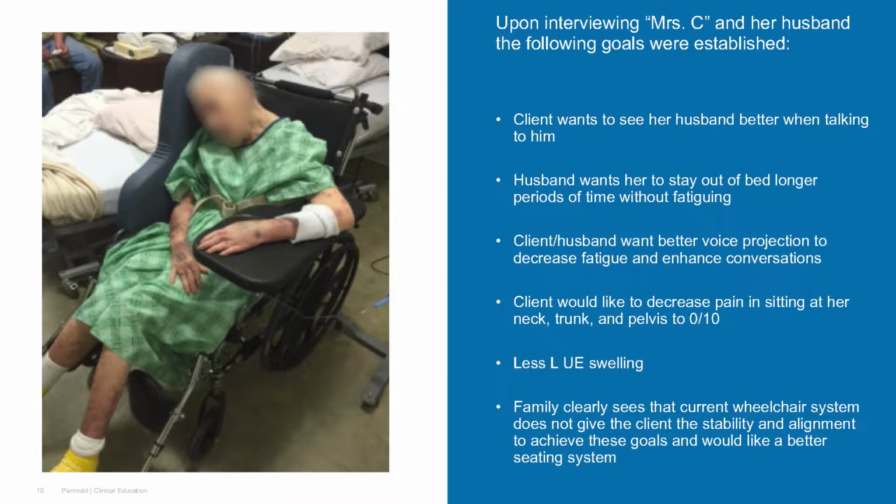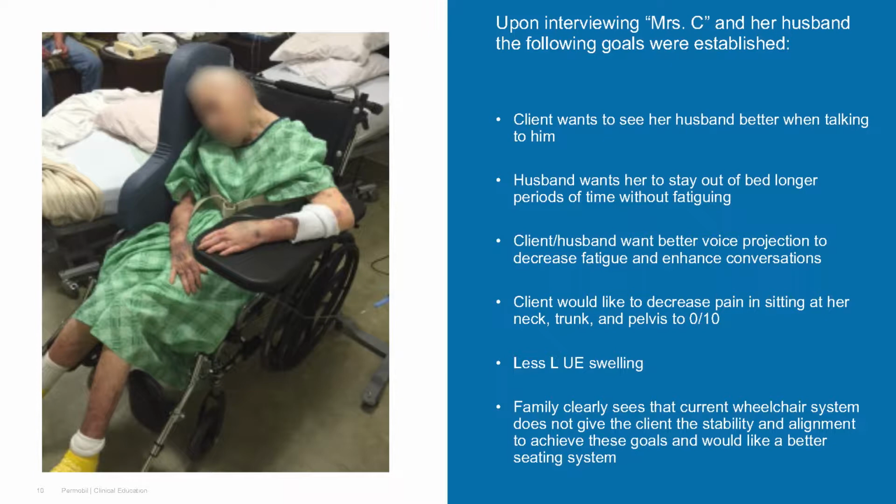And the first step, like I said, in that interview process is asking the right questions. I asked both Mrs. C and her husband, and through that interview process, I found the following goals. The first one is that Mrs. C wanted to see her husband better when she was talking to him. If you look at her head in this picture, she's in excessive forward flexion with a little bit of rotation, and she was unable to even raise her head up against gravity to talk to him. She reported to me that she missed looking at him and she missed that intimate eye-to-eye contact. And I can tell you, I'm a little softy, and that really pulled at my heartstrings for sure.